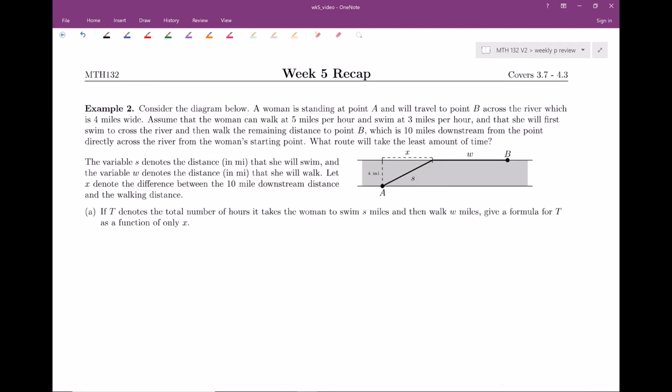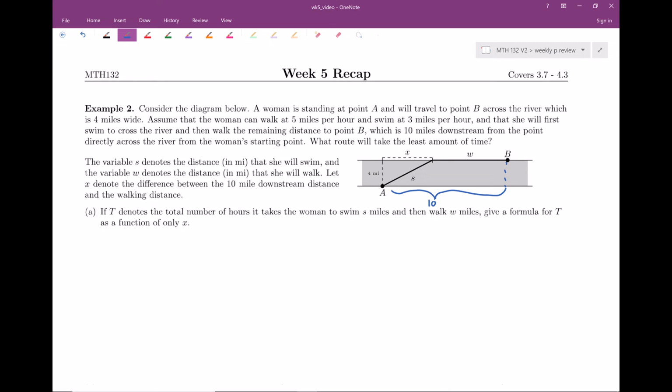All right, and with that, let's go ahead and move on to our second optimization problem. We have this diagram below, right? We have a woman currently starting at point A, who is going to travel to point B. First she's going to swim, then she's going to walk. And the only thing that's really not in this picture is that the distance from point A to point B is 10 miles downstream. So right here, here to here, this is 10 miles. The question is, which route would take the least amount of time?